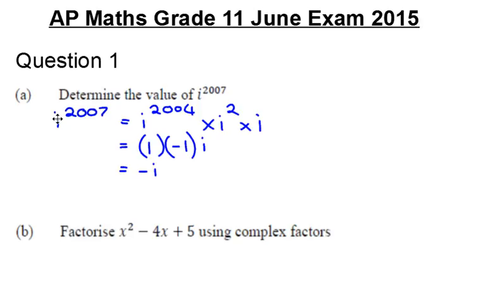Now, mark allocations. You get 1 method mark, and you get 1 mark for accuracy. We did give you the marks in this case, even if you went straight to your calculator. All right, let's look at the next one.